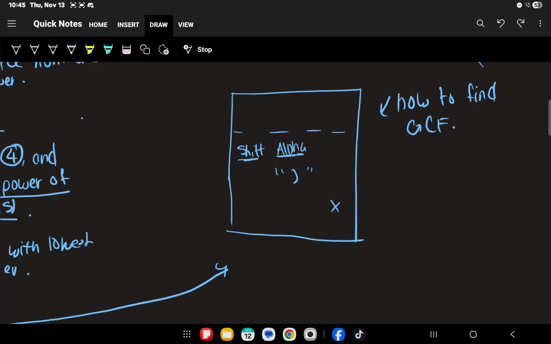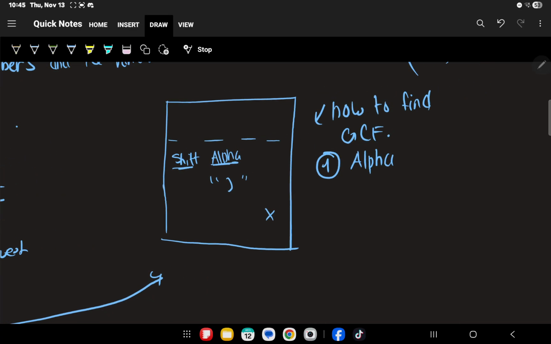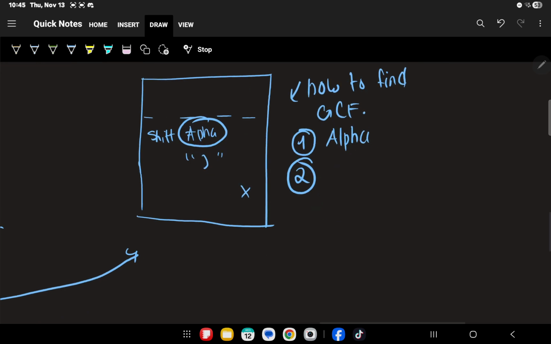First step, you click shift. No, actually, wait, I'm sorry. Click alpha. Step 2, you're going to click the multiplication button.